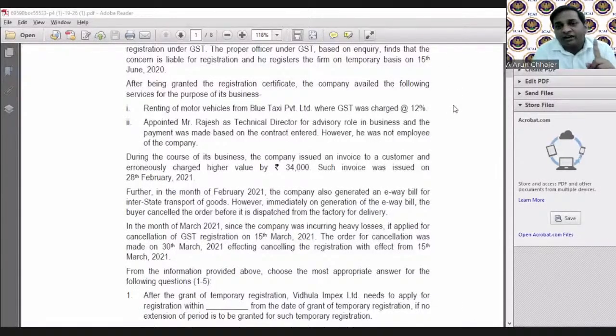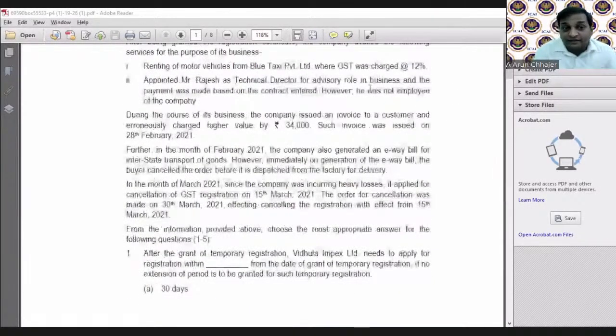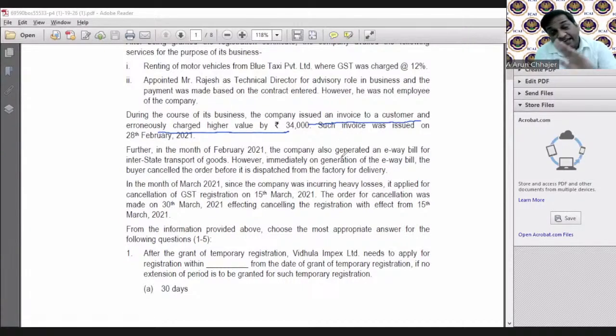Second, they have availed certain inward supply. Third, during the course of its business, the company issued an invoice to the customer and erroneously charged a higher value of 34,000. So they are charging an excess of 34,000. Such invoice was issued on 28 Feb 2021.